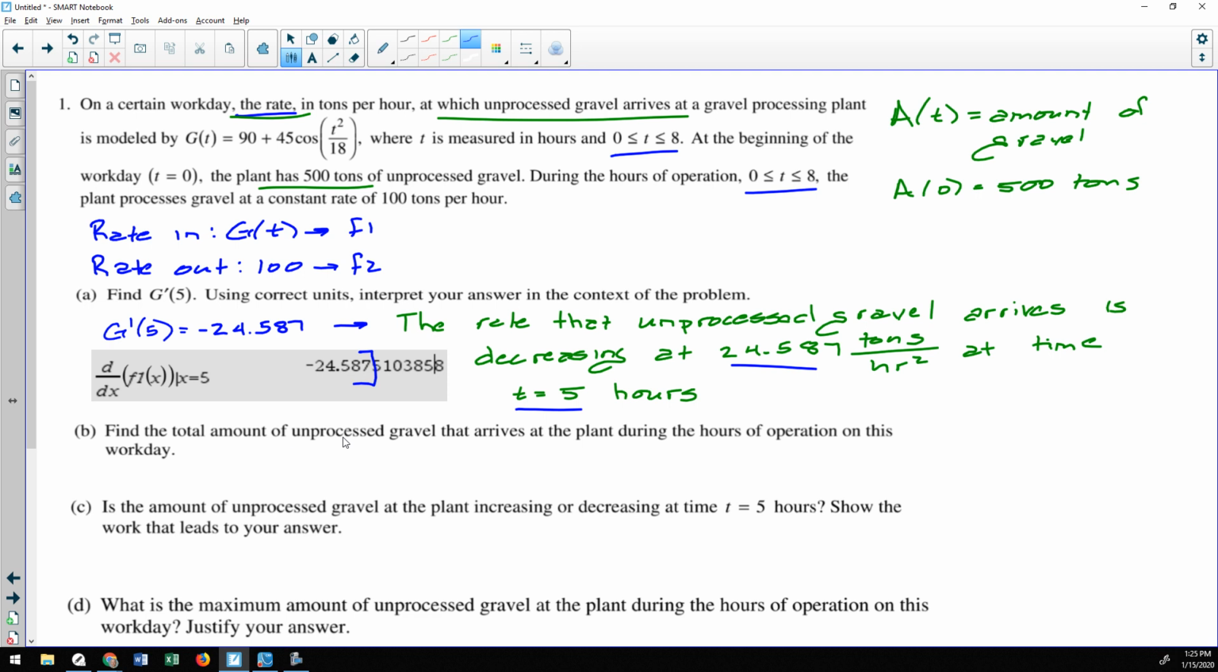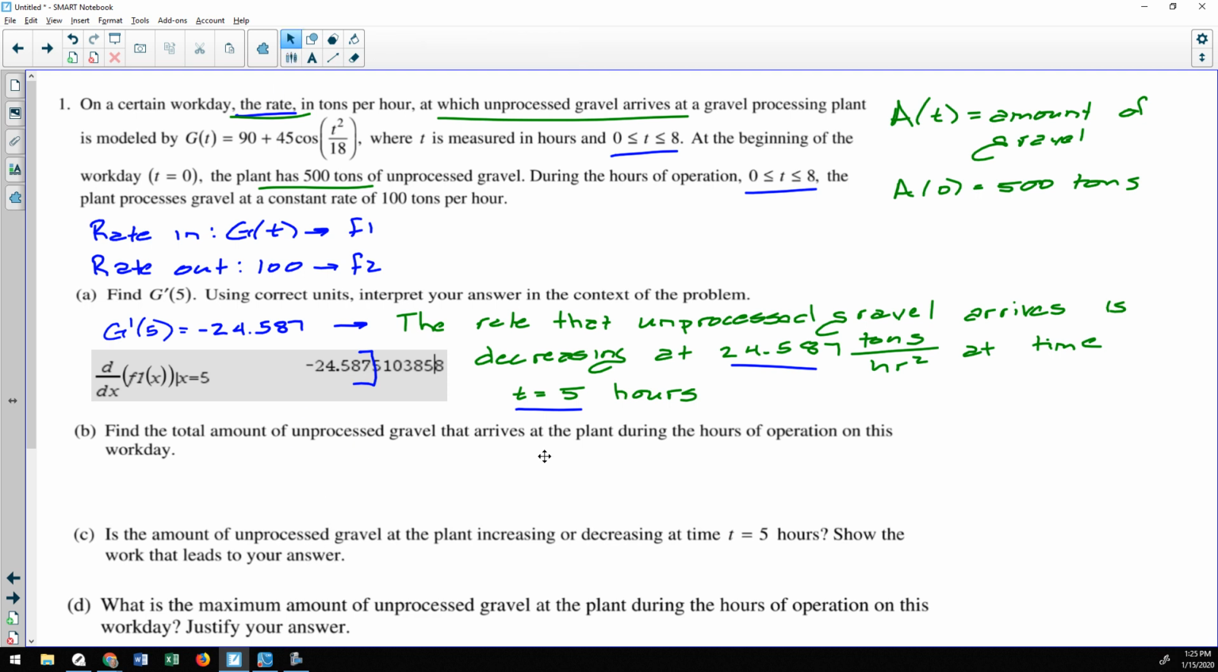So question B: find the total amount of unprocessed gravel that arrives during the hours of operation, which would be from 0 to 8. So here we want the amount that arrives. The function given, g, is the rate that gravel arrives, and so the amount that arrives is simply going to be the definite integral from 0 to 8 of the function g of t. The area under the rate does give the total amount. The fact that we started with 500 tons does not matter. We do not have to use the initial amount because the pile that was there at the beginning of the day does not affect how much was added to the pile. And that's what they're asking: how much was added, how much arrived over the interval.